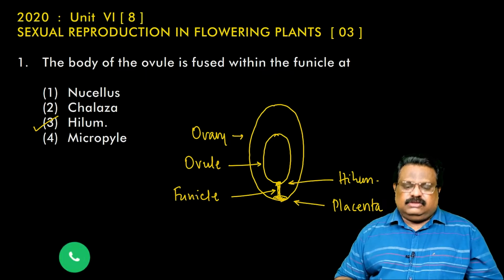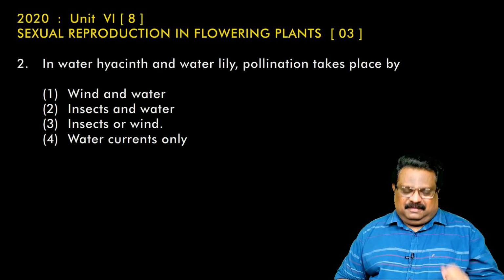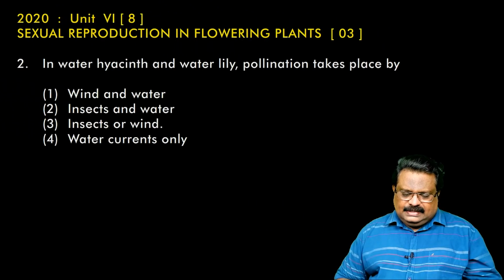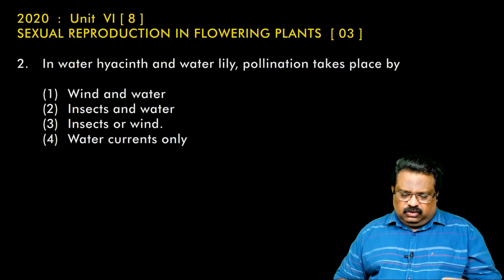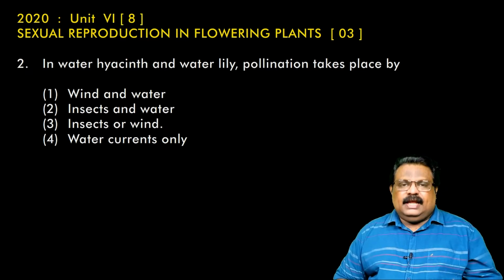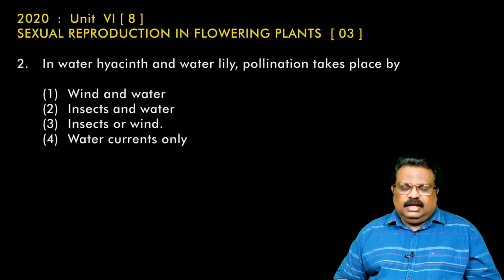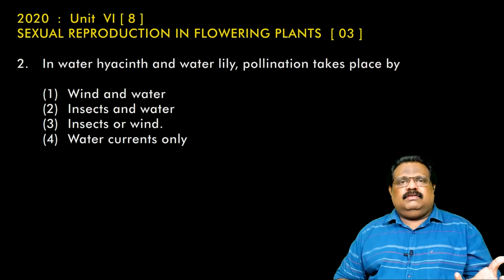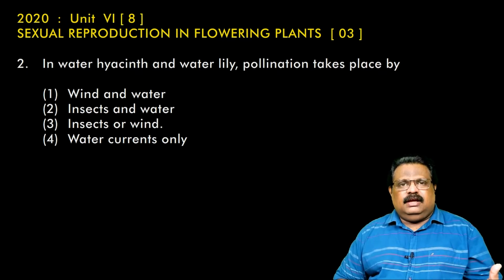Now we can see the second question from this chapter. The second question is a little bit tricky. In water hyacinth and water lily, pollination takes place by... Since both of these plants are in aquatic medium, students may think that the pollination is by water, that is hydrophily. But actually they are seen above the level of the water, and the pollination takes place either with the help of wind or with the help of insects. That is the correct answer.